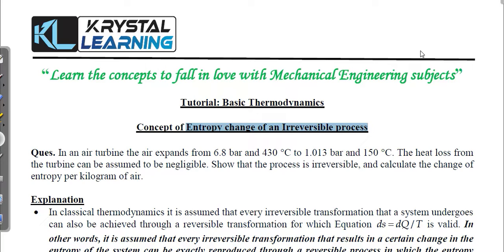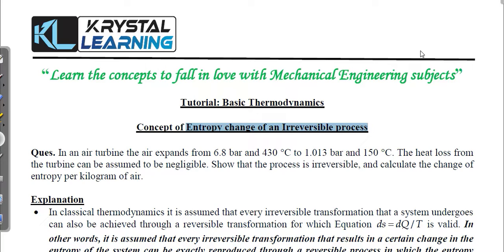So today we will be seeing the concept of entropy change of an irreversible process, which comes under basic thermodynamics. Normally in basic thermodynamics we every time calculate entropy change of a reversible path, so we are comfortable with that. But if an irreversible process is given and you are asked to calculate the entropy change, then it becomes difficult. So let's see a question, a beautiful question.